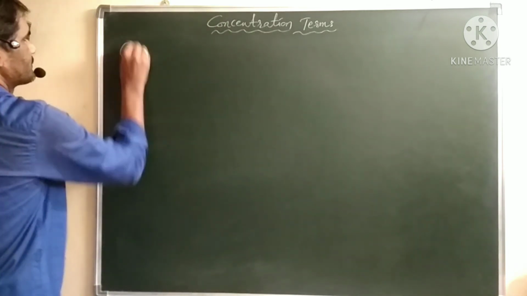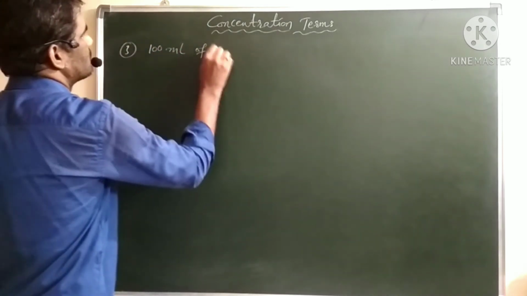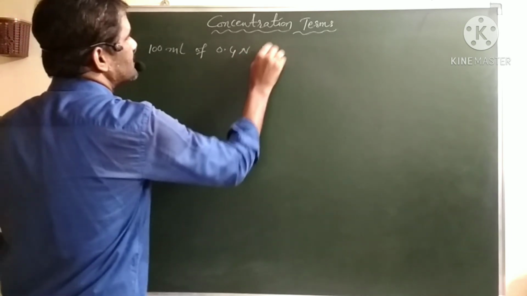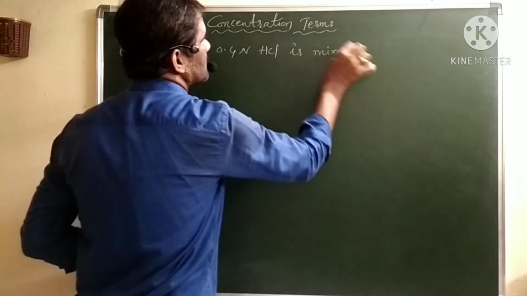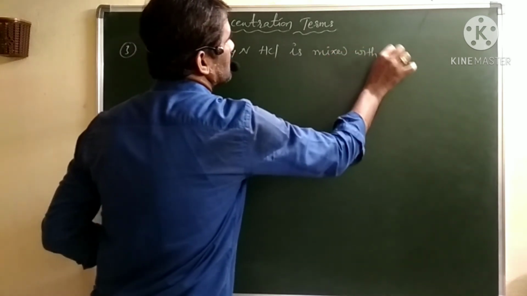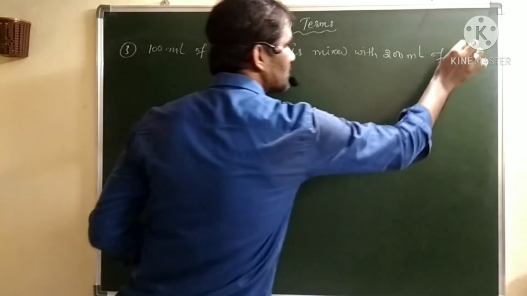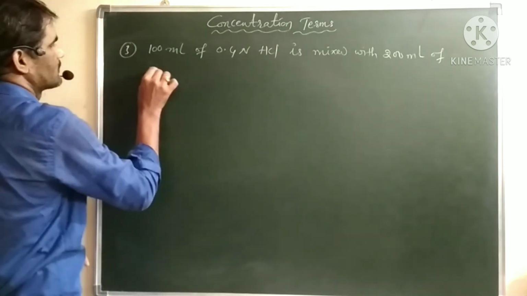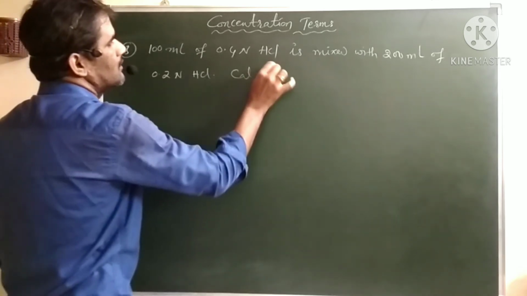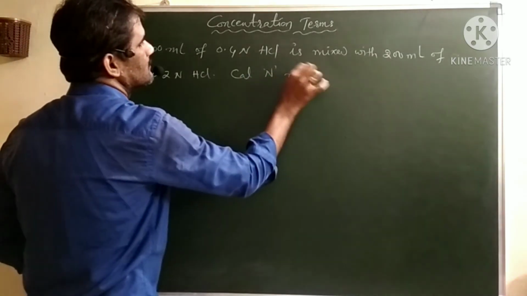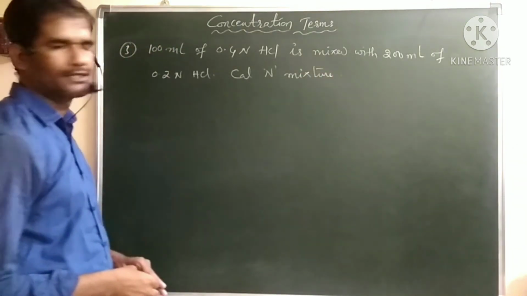Next, one more question. 100 ml of 0.4 normal HCl is mixed with 200 ml of 0.2 normal HCl. Calculate the normality of the mixture.